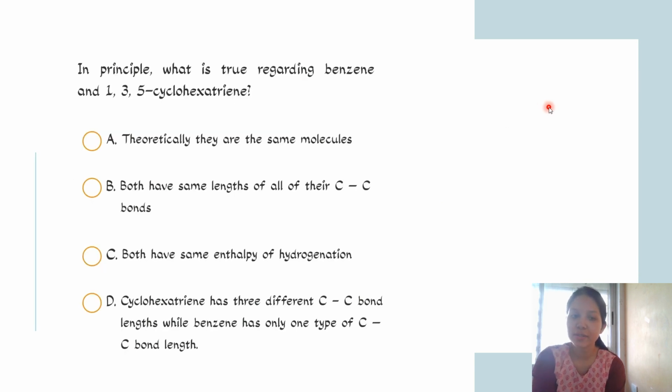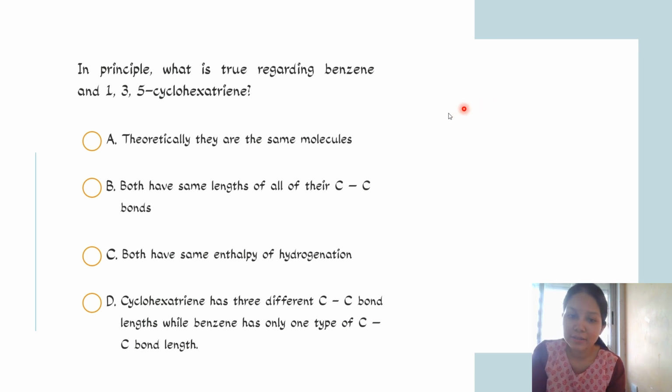Let us move to the next question on the topic aromaticity. In principle, what is true regarding benzene and 1,3,5-cyclohexatriene? 1,3,5-cyclohexatriene is an imaginary compound. It is basically the cyclohexane ring which contains three double bonds inside the ring. No question of conjugation, no question of delocalization of electron pairs comes in this imaginary compound. It is simply the cyclohexane which contains three individual double bonds. So you are being asked in principle what is true regarding benzene and 1,3,5-cyclohexatriene. Definitely these two compounds may look alike, but they are not chemically or physically the same.